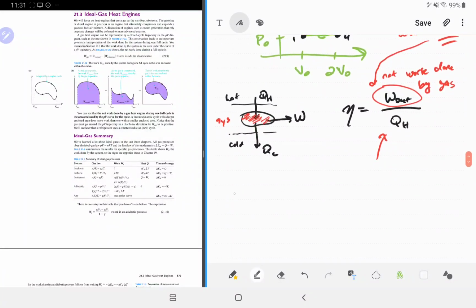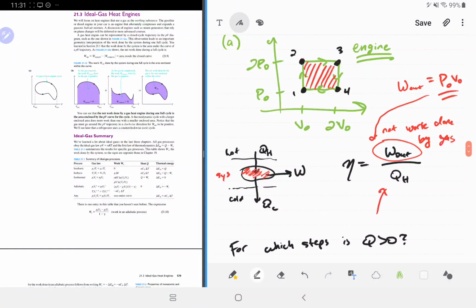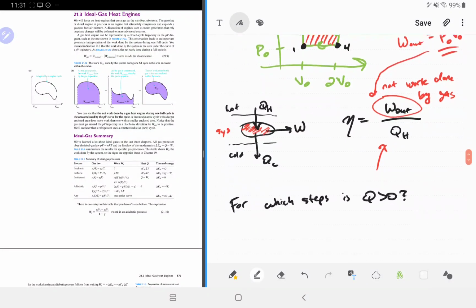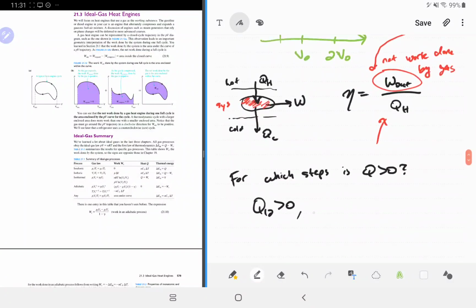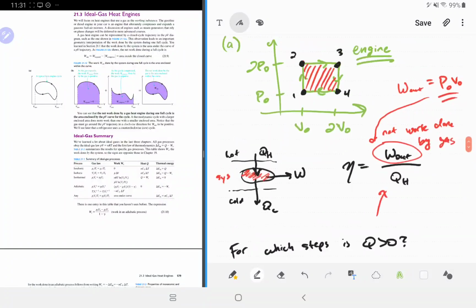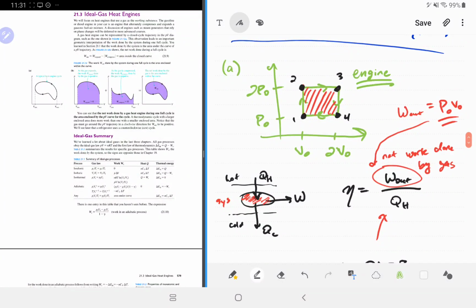So maybe before that, for which steps is Q positive? Well, 1 to 2, we're definitely heating up the gas, right? Energy went from the surroundings to the gas, which is exactly what's depicted right here. So Q12 is positive. And it looks like Q23 is positive as well. And then steps 3 to 4 and 4 to 1 are where Q is negative for the system. Those steps are involved in the energy in the form of heat leaving the system going towards the surroundings.